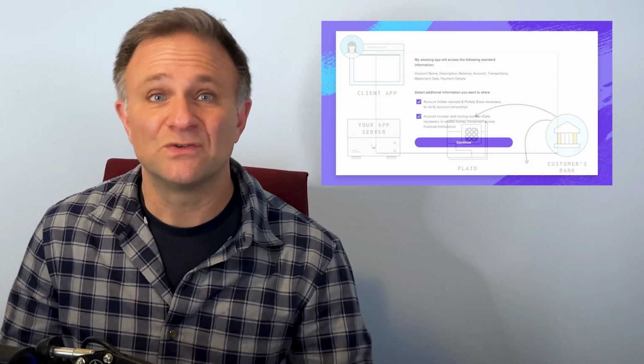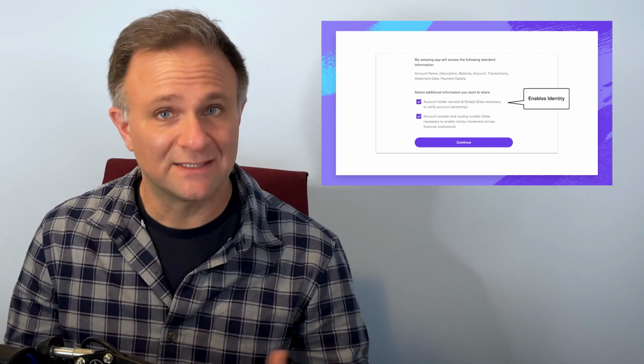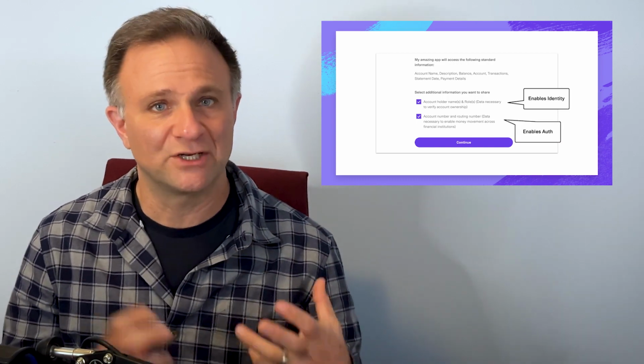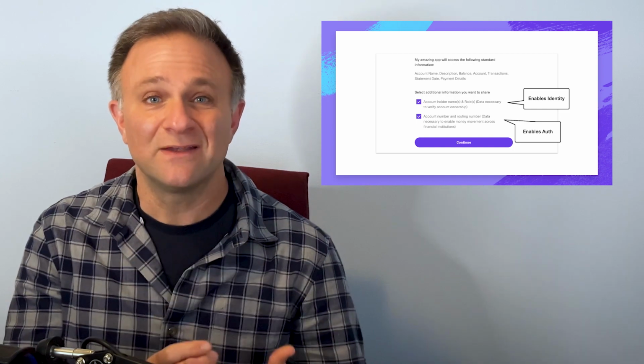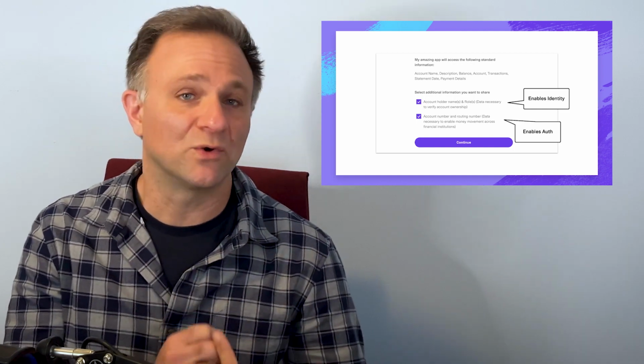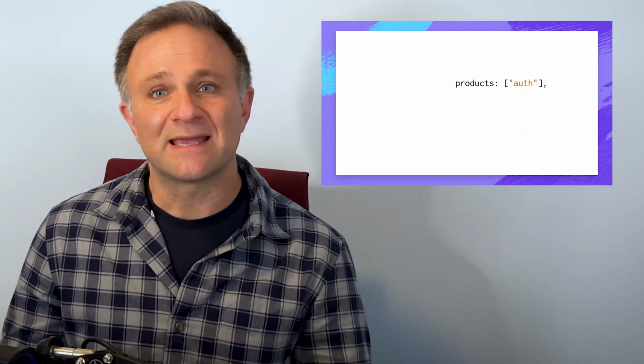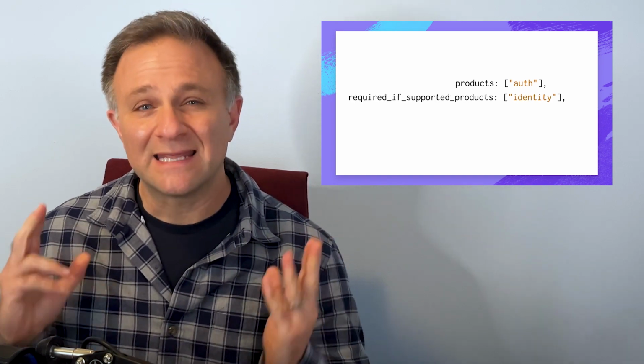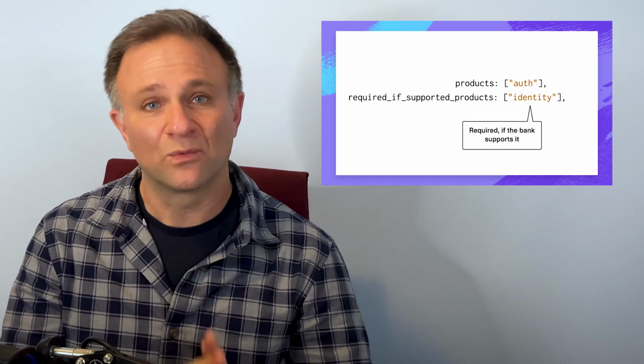And third, banks that use the OAuth flow supply their own consent screens. When a user connects to one of these banks, they might not check the appropriate Share My Data checkbox. So even though the information is available, the bank won't share it. So for cases like this, we have the required if supported products array. This array means that if the bank supports these products, we will require them.